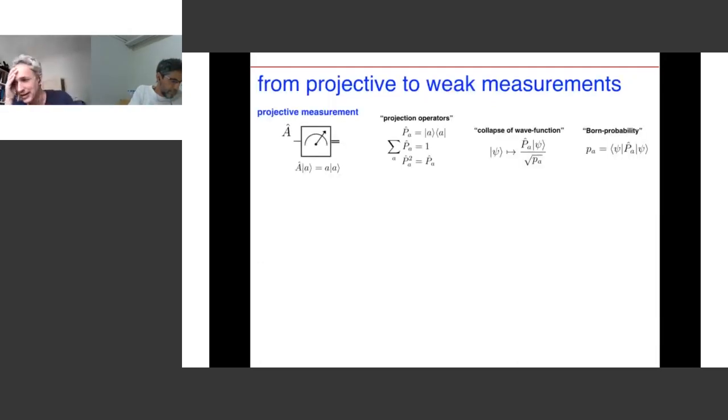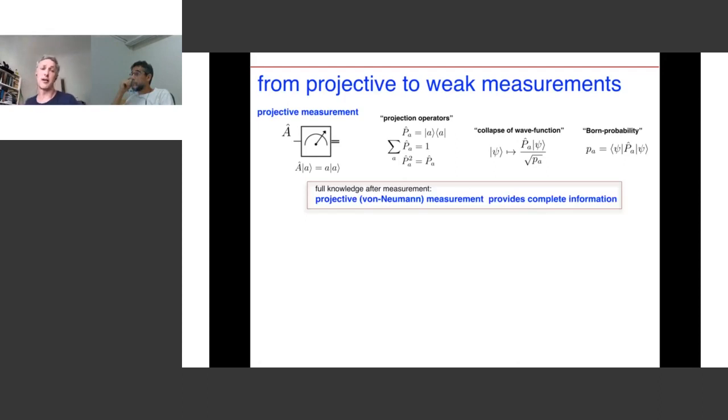This is a busy slide, but I'll just come to the main point, which is at least how I always thought about measurement, and probably how everyone learns it in the quantum mechanics course: you have a measurement represented by some Hermitian operator, and you can think about the eigenstates of this operator. What a measurement does is project the state you start out with. So after measurement, you will have projected your state onto an eigenstate of your measurement operator, which implies that after this projective or von Neumann measurement, you have complete information about the state you're in. This is also what the collapse of the wave function says.